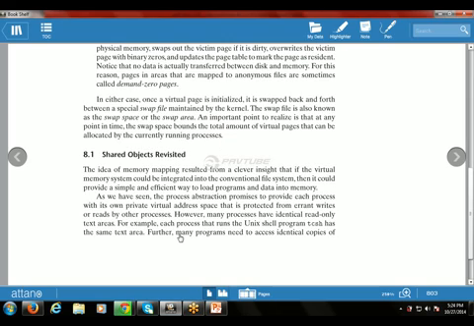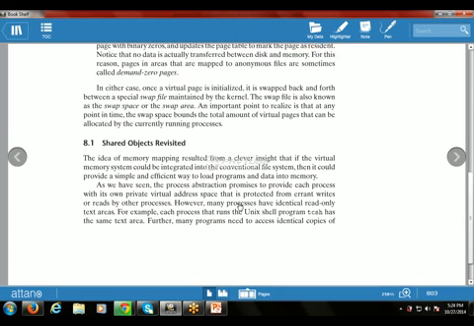Next, 8.1 is shared objects revisited. That means how a shared object can be revisited. We can see the revisited pages, that is the demand pages, the victim pages and the allocated pages.